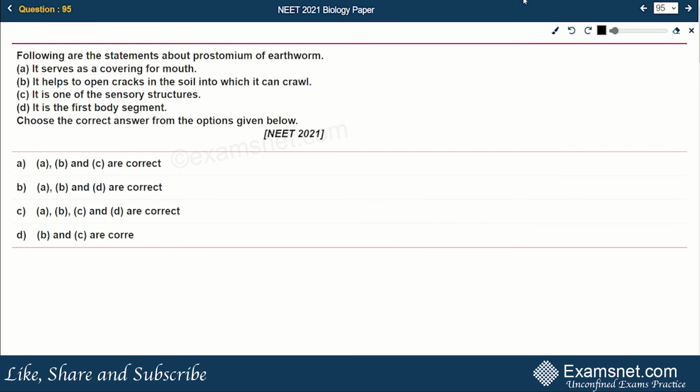Next question is from the chapter Structural Organization in Animals, class 11. And here we are given some statements about prostomium of earthworm, right? And we have to choose the correct answer from the options given here. So first of all, we should know that an earthworm belongs to which family? It belongs to the family Annelida, okay? And one of the characteristic features of annelids is the presence of linear series of segments, okay, known as metameres. And this characteristic is known as metamerism, okay.